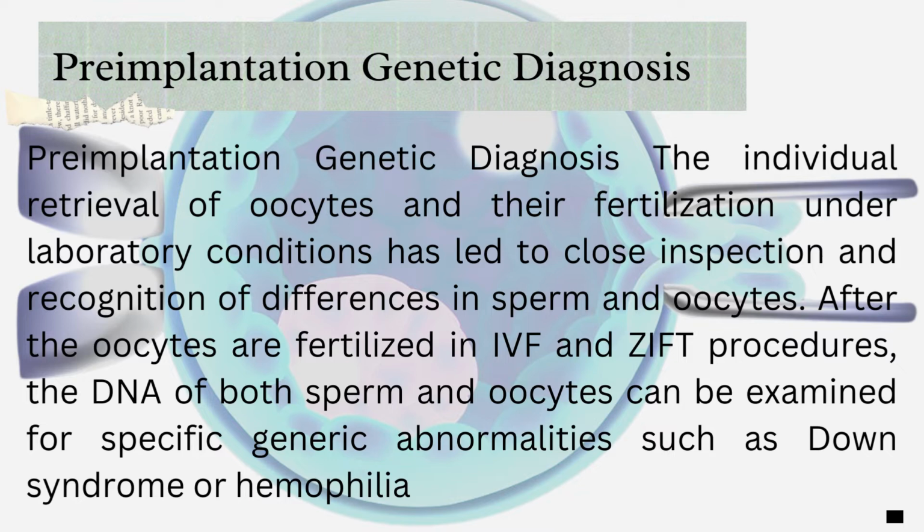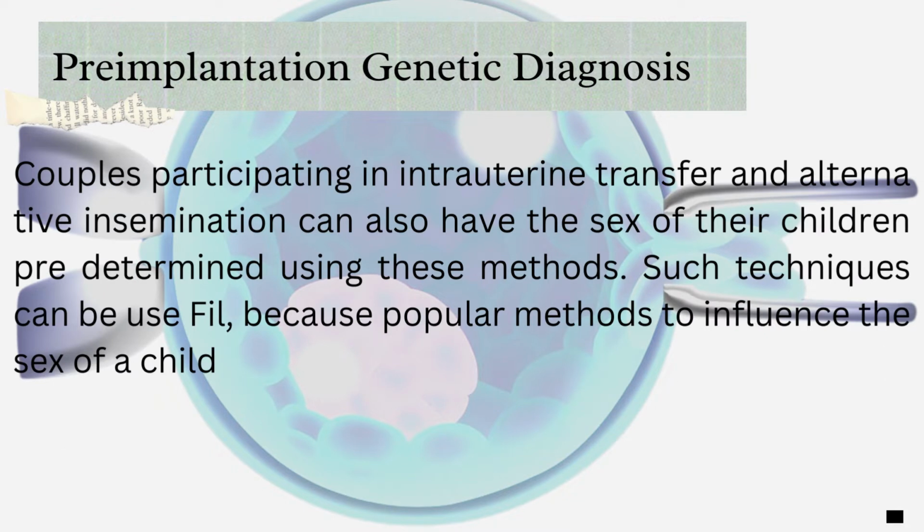Couples participating in intrauterine transfer and alternative insemination can also have the sex of their children predetermined using these methods. Such techniques can be useful because popular methods to influence the sex of a child.